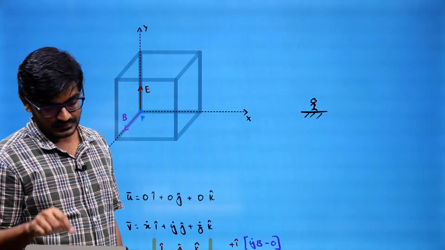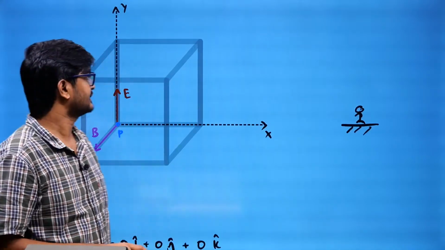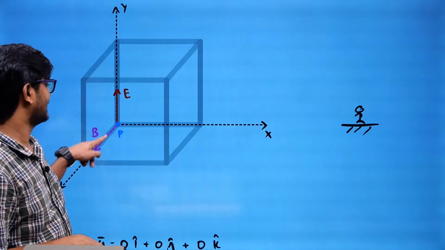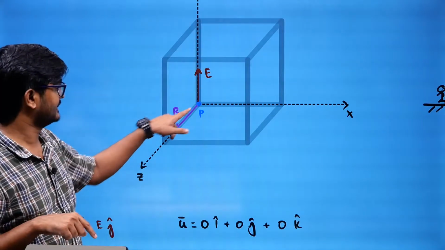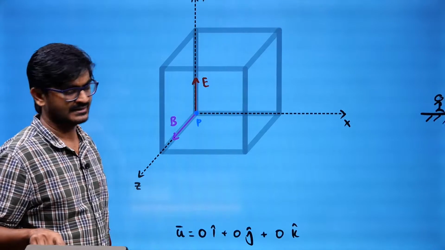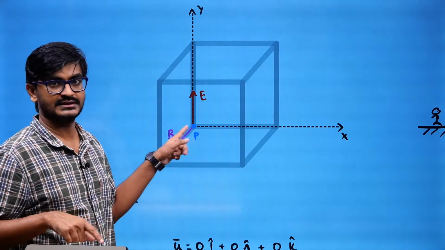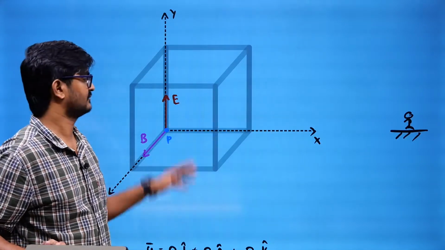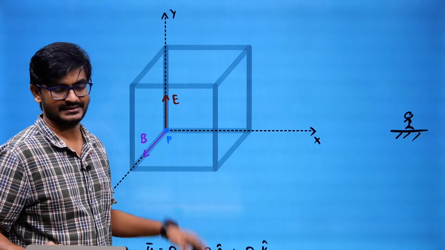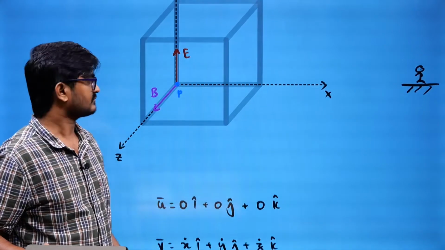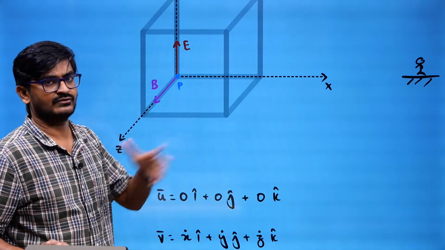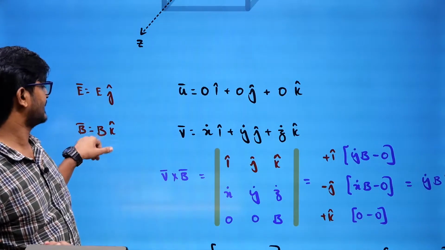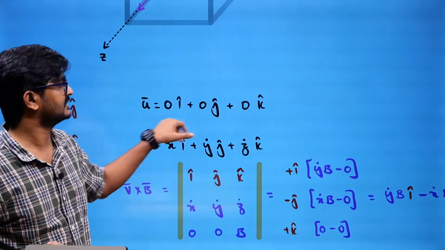Now if there is another question which says the electric field is along the y axis and the magnetic field is along the z axis, and a particle is placed here right now at rest. What will be the kind of motion this particle will be following? Now we are observing from the ground frame, the frame where this particle is at rest. So we are going to follow the same math. The electric field is along the y axis, the magnetic field is along the z axis.